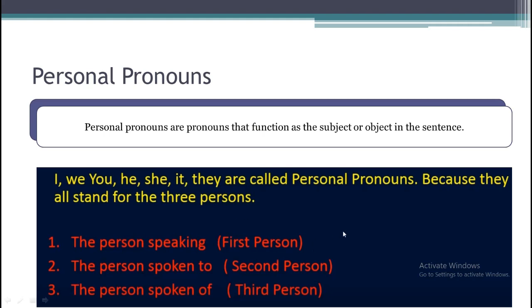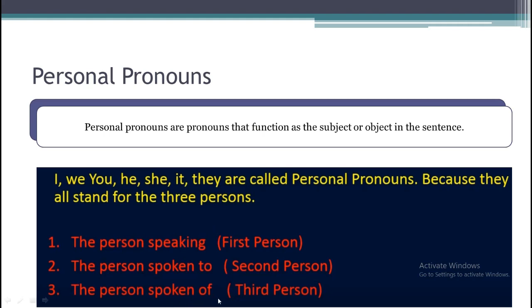Now, first person is the person who is speaking. For example, I am the one who's talking in this video. So, I will be the first person pronoun. Secondly, if I'm talking to you, the person whom I'm talking to, the person who's being spoken to, that person becomes the second person. For example, for me, you are the second person.